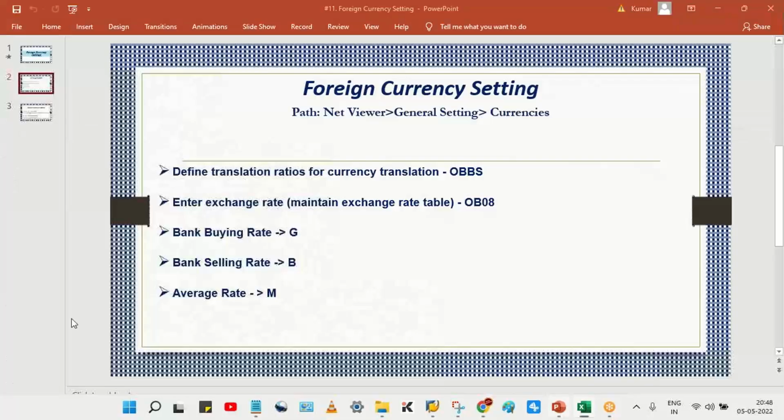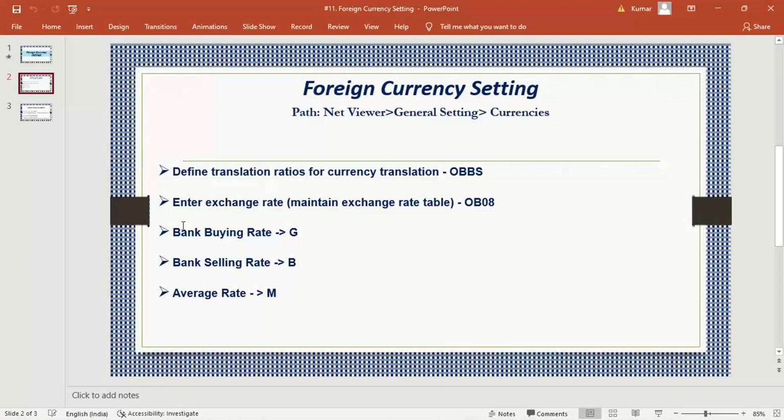Now, if you talk about the configurations, guys, look here. Your bank buying rate, bank selling rate, and average rate have certain codes. What is the use of these codes, guys? G, B, M. These are the standard codes given by SAP. If you want to set up your own, that also can be done, but it's not needed, guys. Whatever is given by SAP is sufficient enough. You can use this. We need to understand the logic. So when you talk about the rates, how the rates are specified, we'll see this, and then you will be able to understand the logic behind these codes.